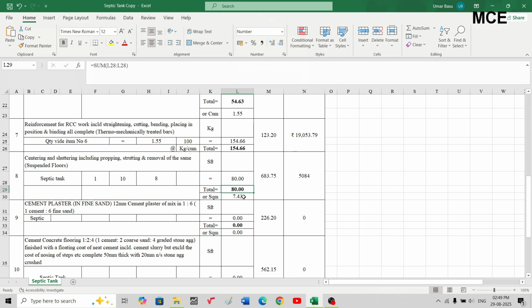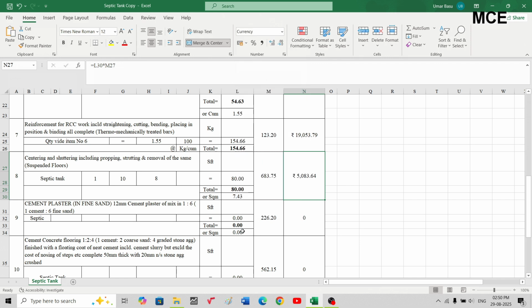In square meters, divide 80 by 10.76, and it will be converted into square meters. So we require 7.43 square meters of centering and shuttering. Okay, and the rate for this item, suspended floor centering and shuttering, is 683.75 Indian rupees per square meter. So the total will be 5084 Indian rupees.